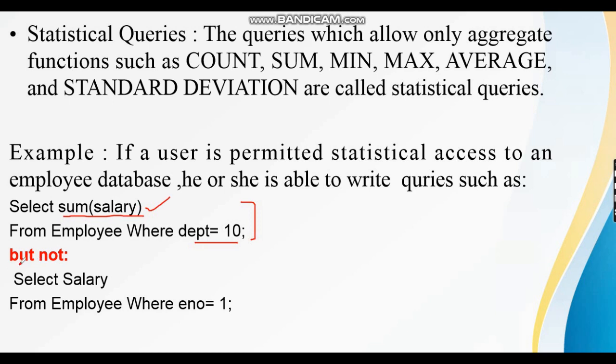But what can it not do? A statistical user cannot fire this type of query, like select salary from employee where E number is equal to 1. It is not going to give the individual data record to statistical users. But the group of data, like a department's data, can be given to that particular statistical user.